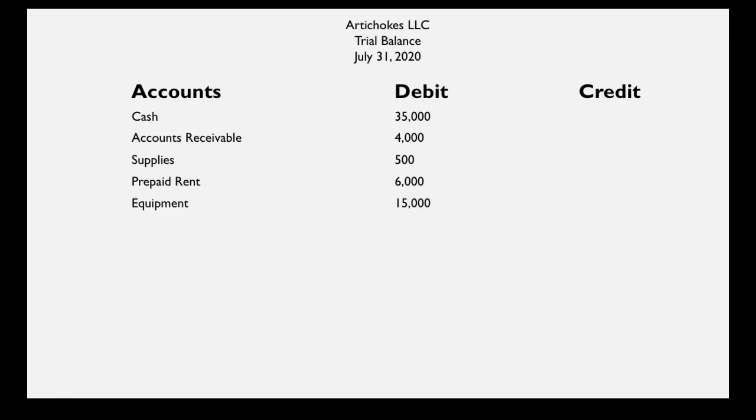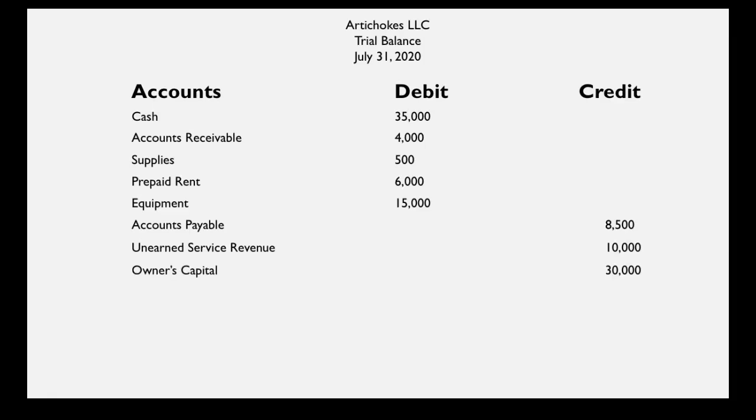After our assets, then we can start listing out our liabilities. So our liabilities will have credit balances because liabilities go up with a credit. So accounts payable has a credit balance of $8,500 and unearned service revenue has a balance of $10,000. So those are our only two liabilities. After your liabilities are your owner's equity accounts, right? Your capital, drawings, revenues, and expenses.